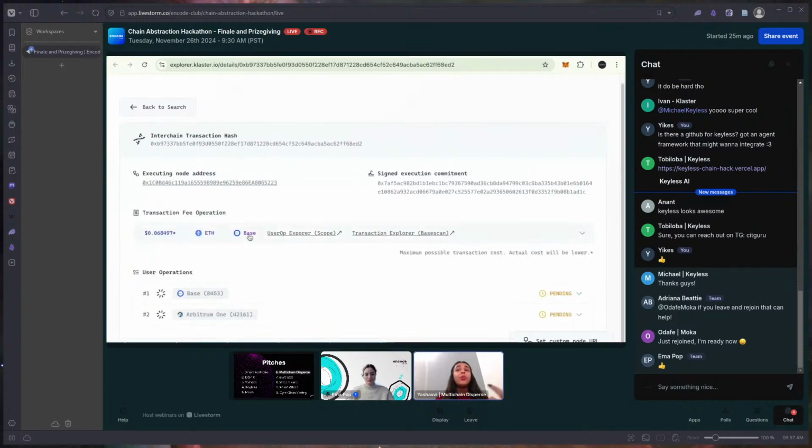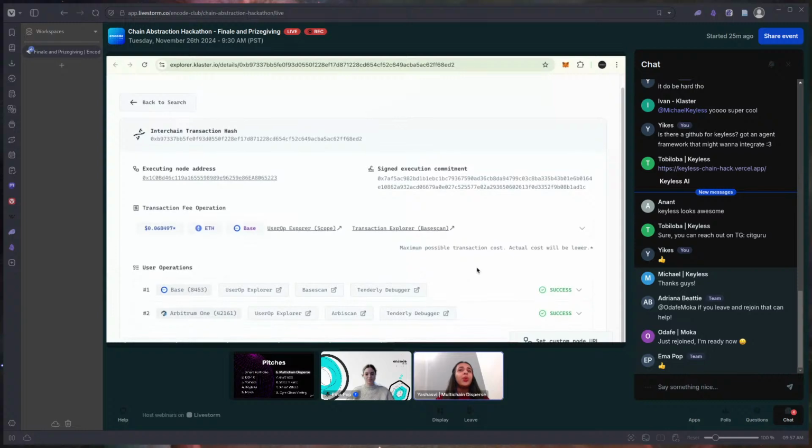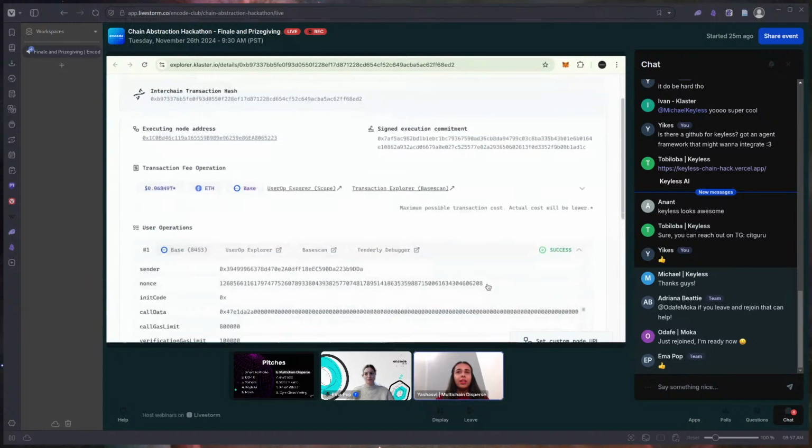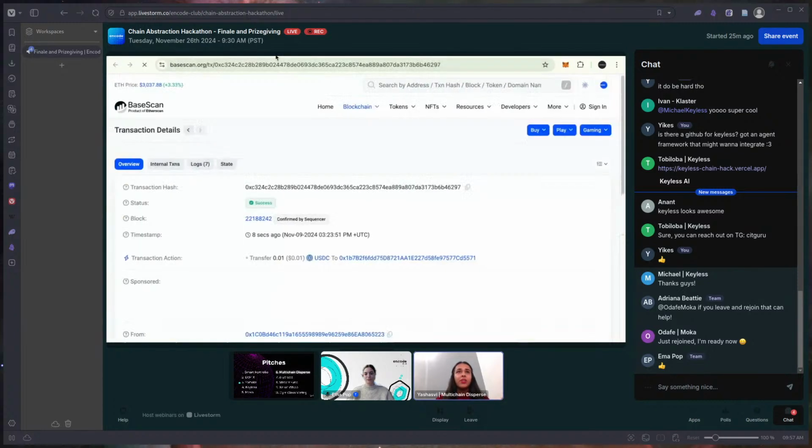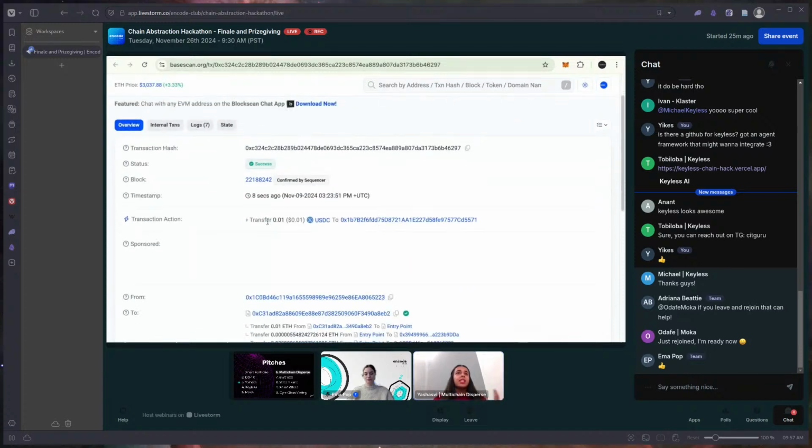Here you can see the 2 transactions that were settled on 2 different chains. And here is the USDC token transfer transaction on Base, which was successful. So yeah, this was a quick demo.